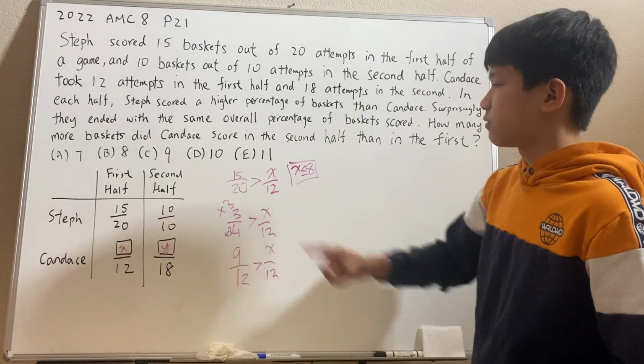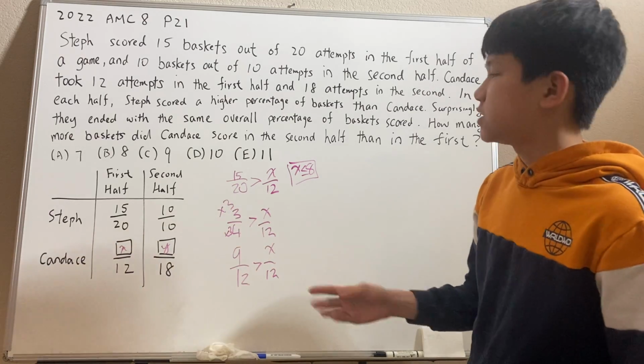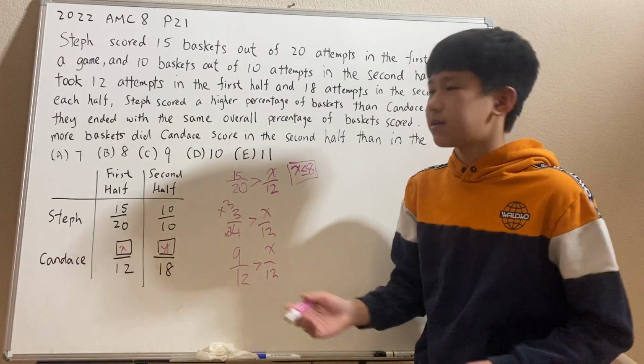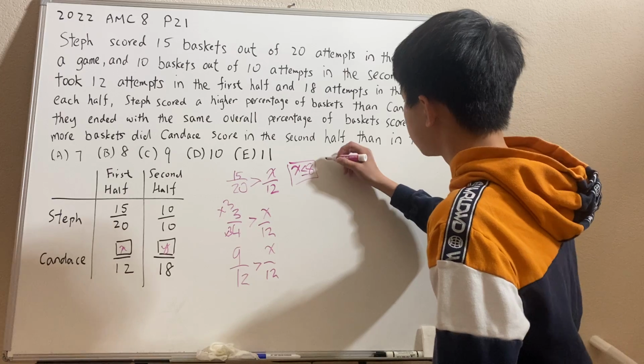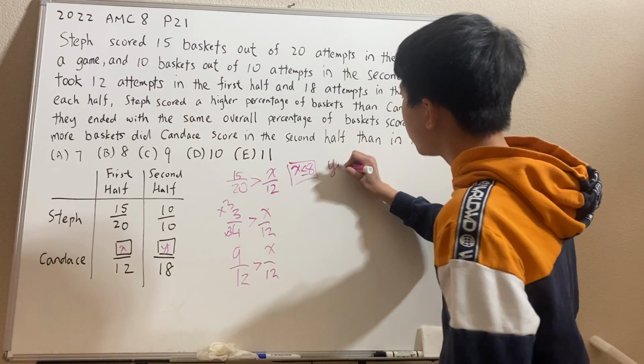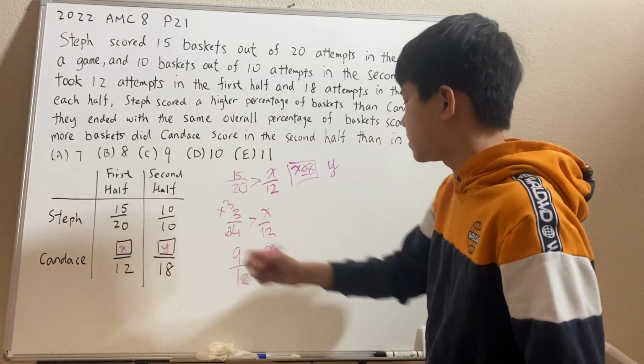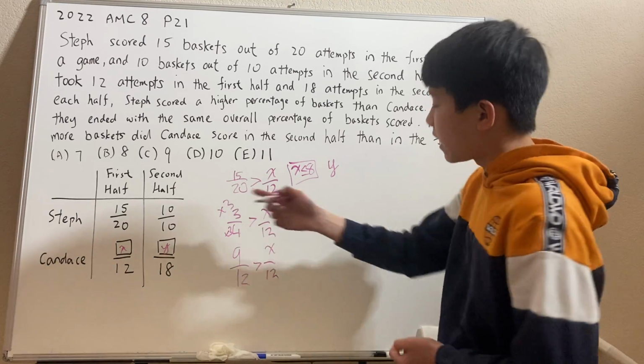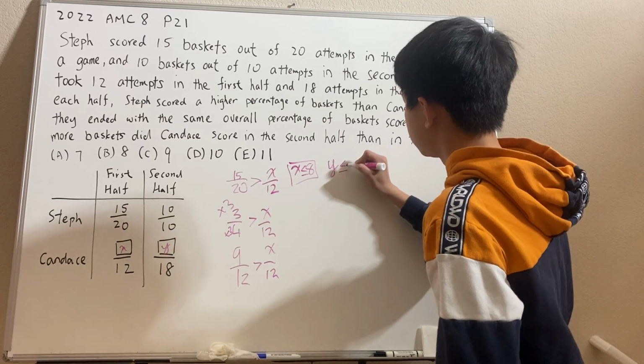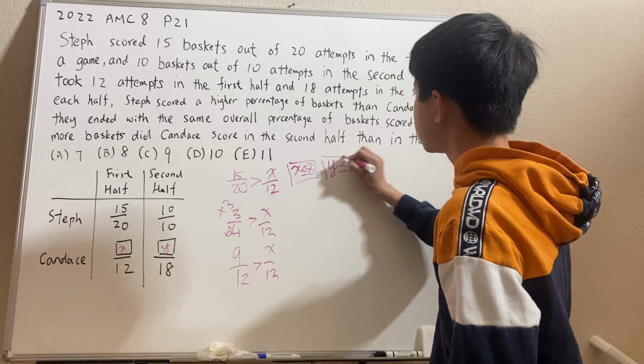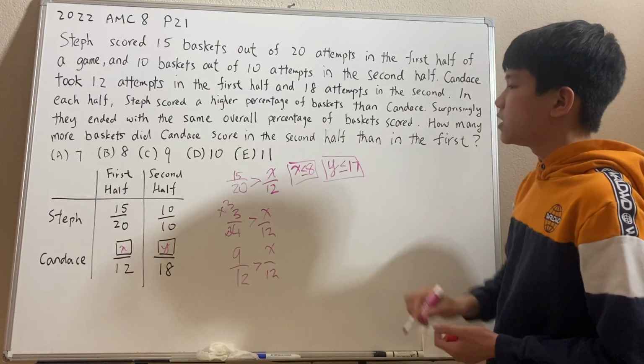Let's do it for the second one. For the second half, it's much easier since 10 out of 10 is just 100%. So that means that y just has to be anything other than 100%. So y over 18 has to be anything less than 100%, so y has to be less than or equal to 17. It just can't be 18, that's the only constraint. So these are the two constraints.